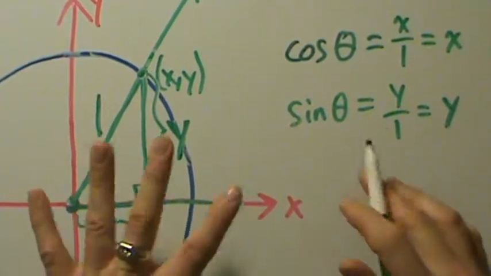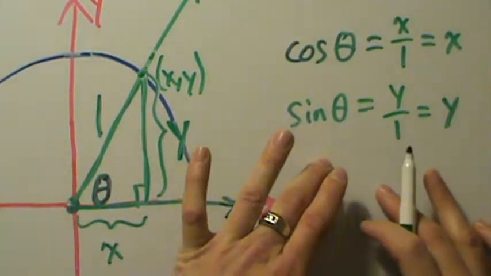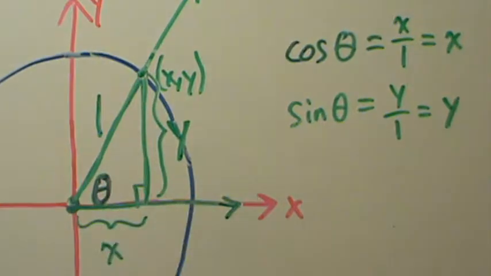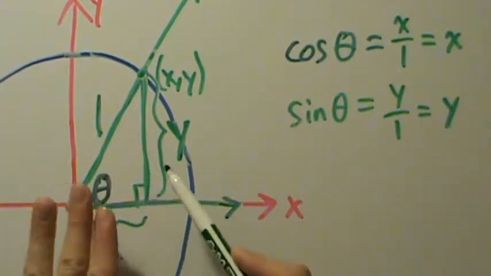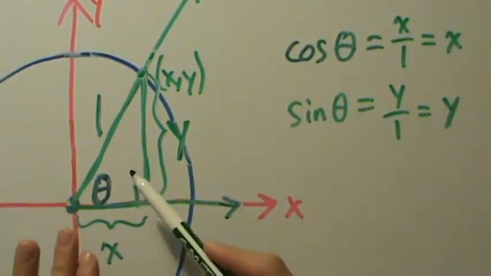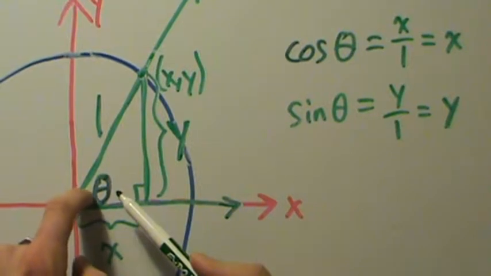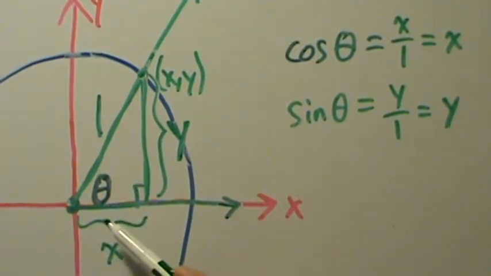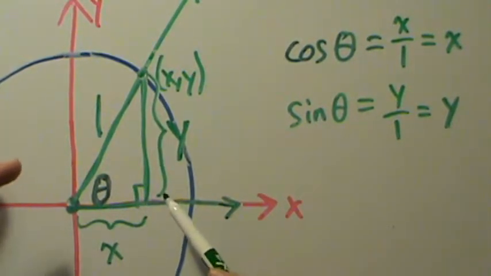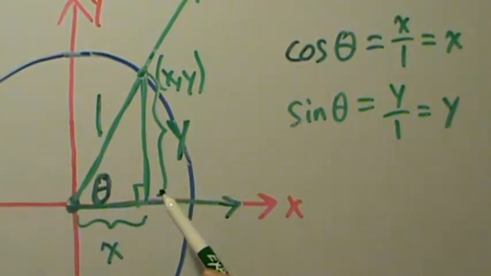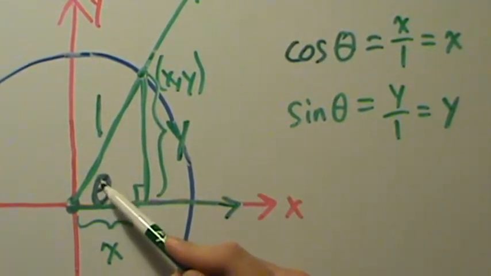Now, notice this is really great because it's going to help us define trig functions for angles that are larger than acute angles. When we deal with trig in right triangles, we're limited because this angle theta has to be between 0 degrees and 90 degrees, larger than 0 and smaller than 90. So basically theta has to be acute.